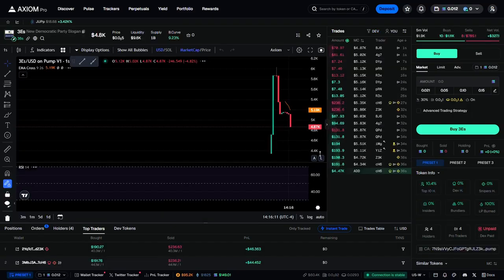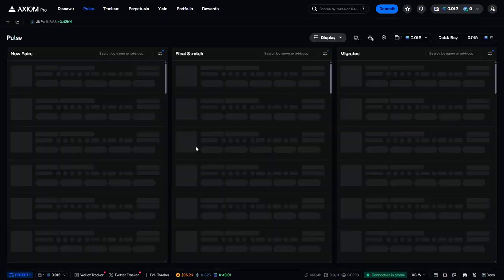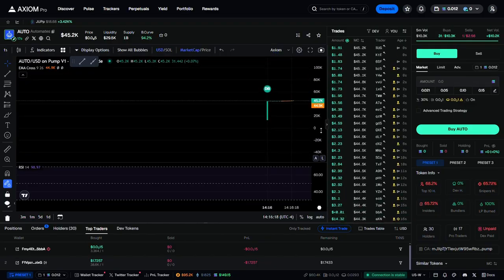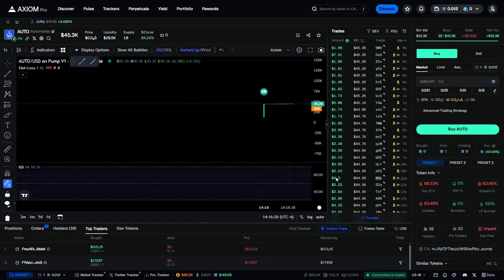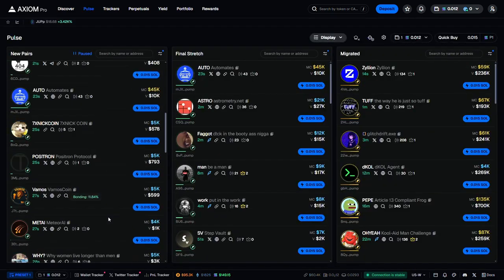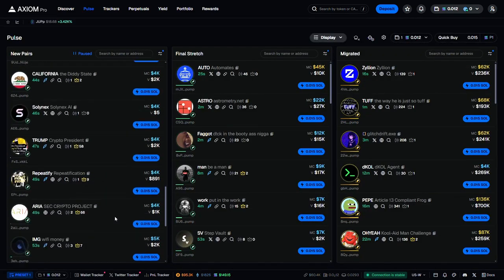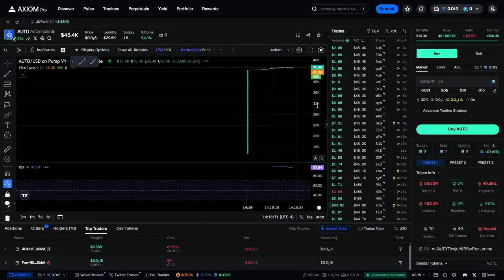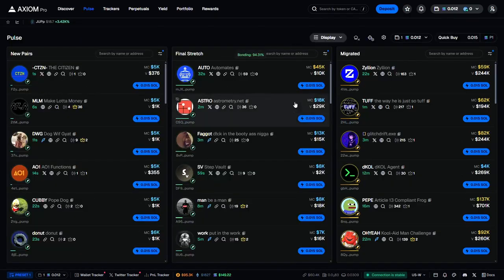Okay, let's see, right here. Okay, let's see over here. Auto, boom. Okay, there's not. It's really hard to use the indicator on a new pair because there's not enough momentum. So let's look for a coin that has. Here, let's go in the final stretch.